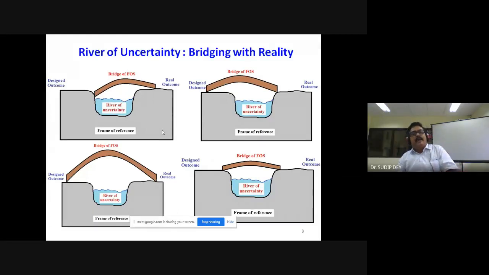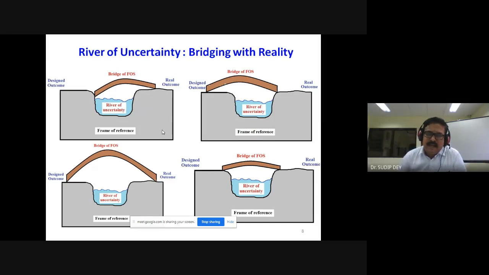Now, this is the way we can bridge the uncertainty river. And we engineers have to mitigate that. We use what we call the bridge of factor of safety. I think we all engineers know what factor of safety is, so I'm not going to detail it. So we know that. Now, why the factor of safety?